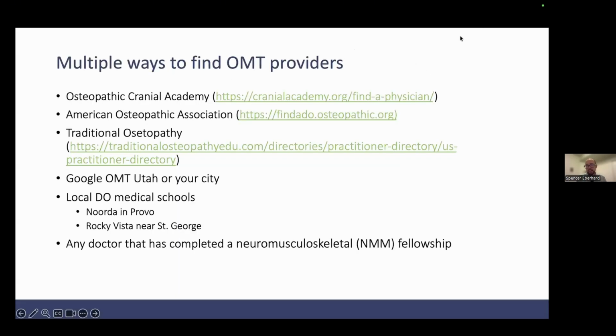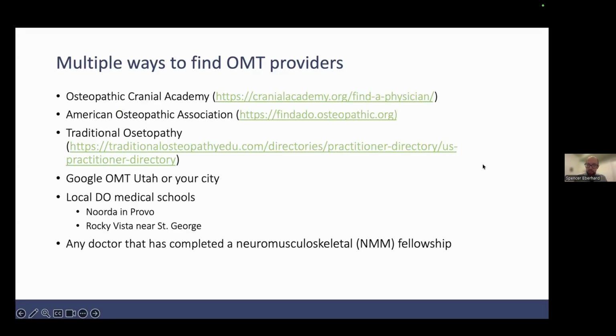So then you're asking, okay, how can I find someone that does this? There are different websites that can help you find specialists. There are people who specialize more in the cranial aspect of osteopathic medical treatment. You can go to their academy, the Osteopathic Cranial Academy, and find a listing of those who specialize in that field. And you can go to a more generalized osteopathic source, find a DO at osteopathic.org. And then you can find people trained in more of that listening aspect that I have, which is more traditional osteopathy. They have a directory with people that have that as well.